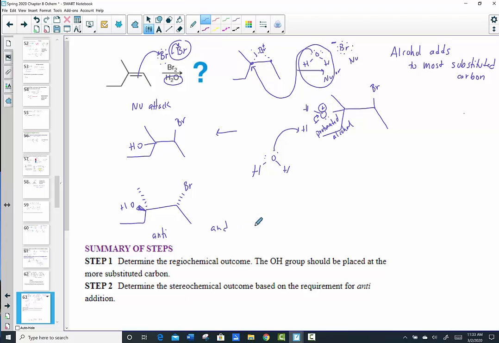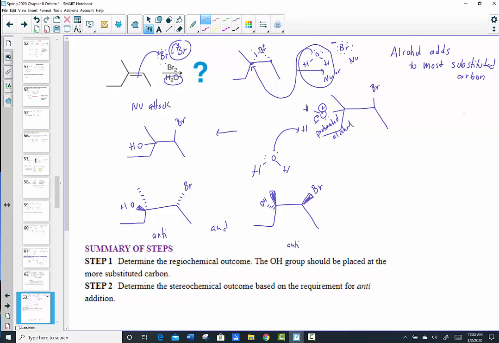And it's an enantiomer. If the bromine added as a dash, the hydroxyl group added as a wedge, and here's your dash. That means the methyl group is now a wedge. Those are the two stereo outcomes for that particular reaction. So making sure that you see the anti-addition of OH and Br across the double bond when we have stereo outcomes to consider.